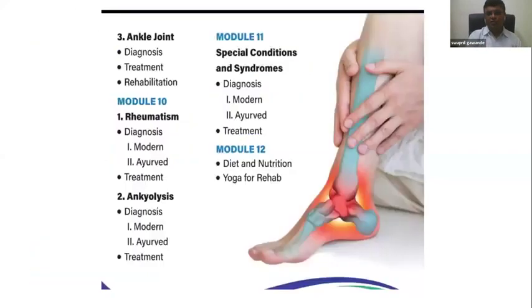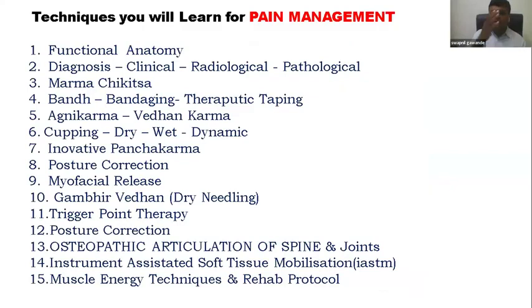So in short, you are going to learn these many modalities like functional anatomy, diagnosis, Marma Chikitsa, Bandha, Agnikarma, cupping, innovative Panchakarma, posture correction, myofascial release, Gambhir Vedhan, dry needling, trigger point therapy, osteopathic articulation of the spine and joints, instrument assisted soft tissue mobilization, that is IASTM, muscle energy techniques, and many more things which are beyond these presentations, because we are having one-to-one communication. After each module we will have interactive sessions, doubt solving sessions.